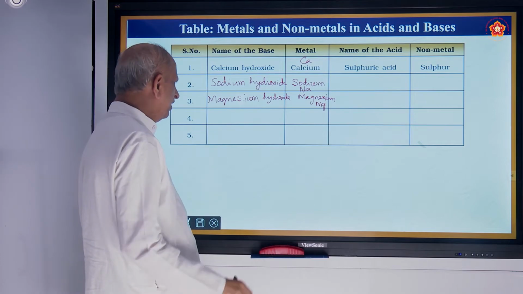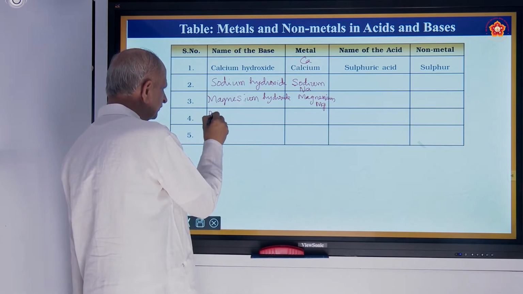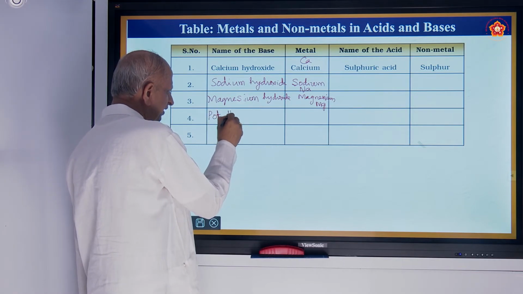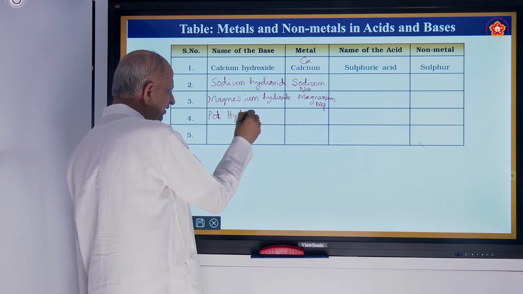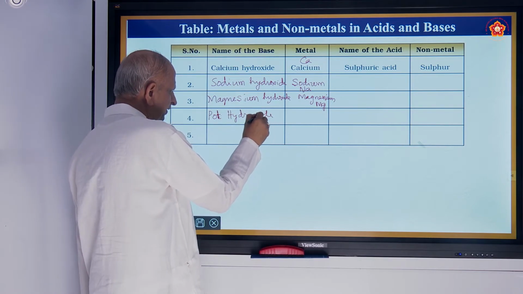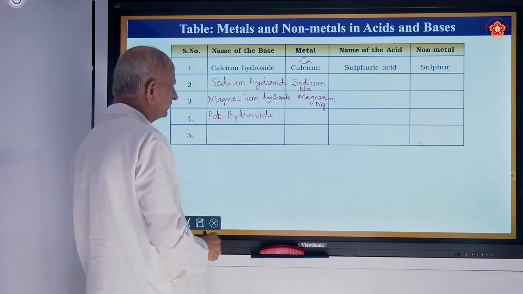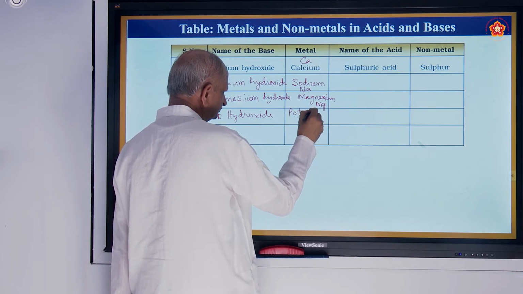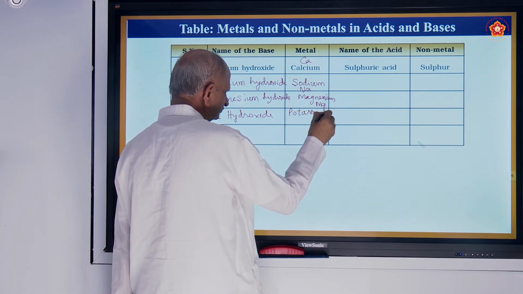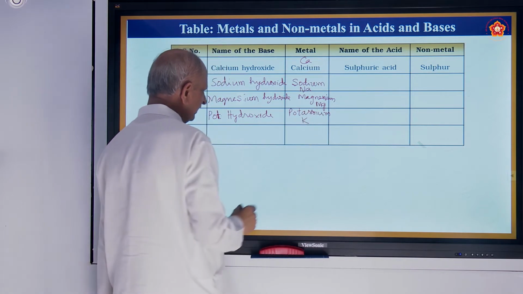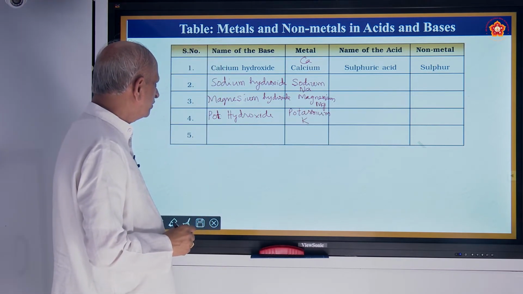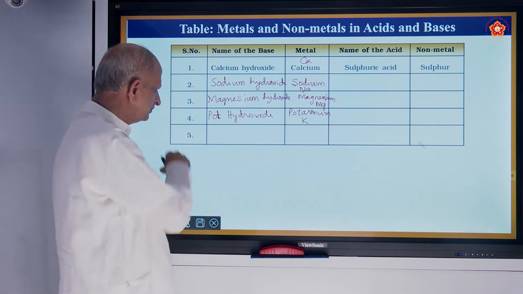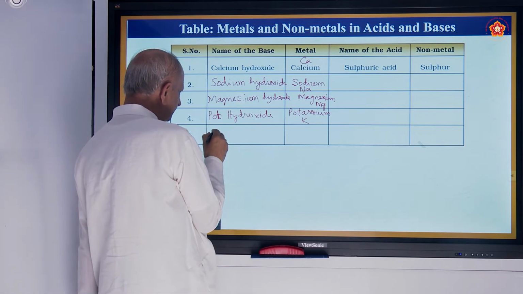Calcium, sodium, then you have potassium hydroxide. That is a base. The metal present here is potassium, symbol K. Calcium, sodium, potassium, magnesium, aluminum hydroxide or zinc hydroxide.